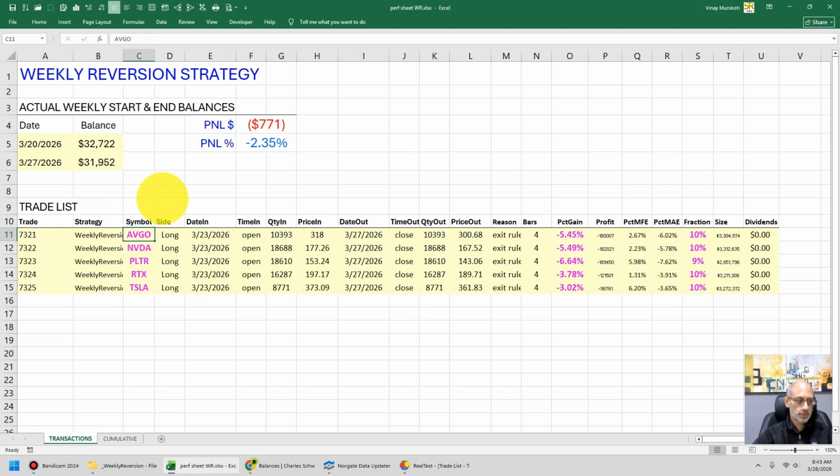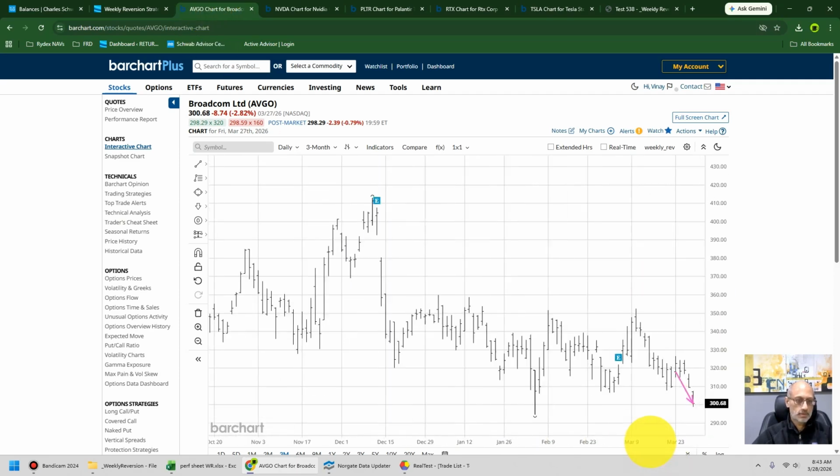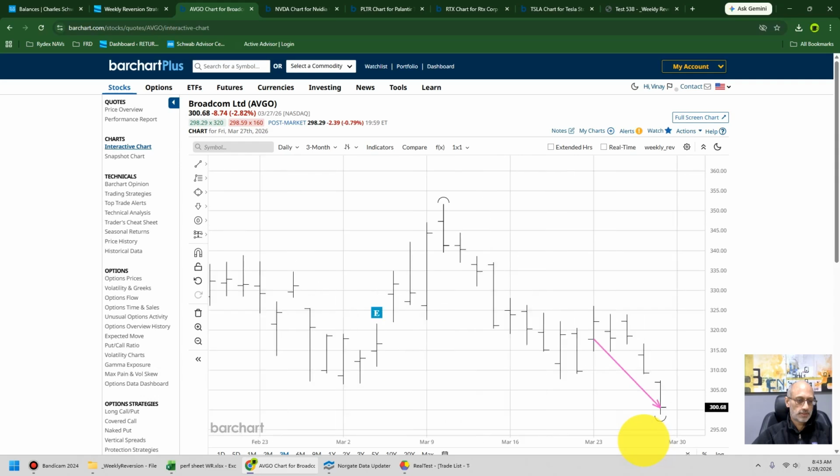So the first position held was Broadcom AVGO. That one was down 5.5% for the week. And this is how the trade looked. So this is a buy the dip strategy, and it bought this dip and got in here on Monday and lost money over the course of the week and exited here on Friday.